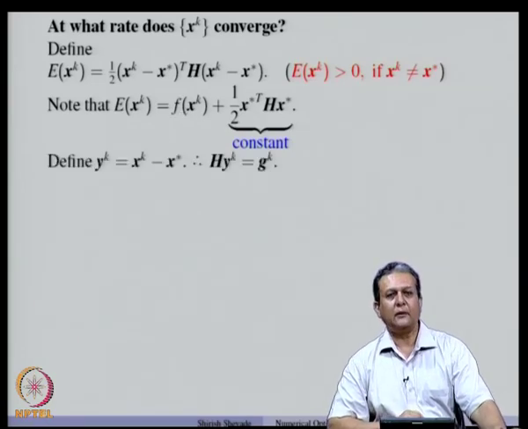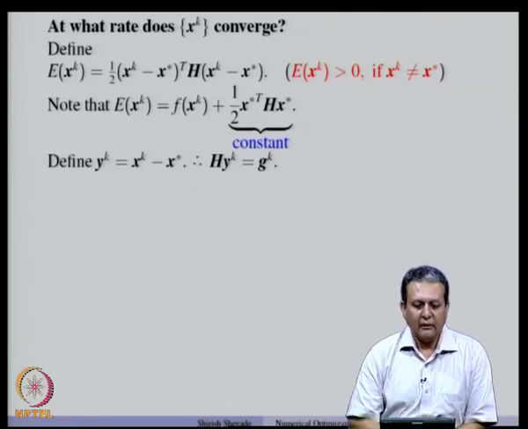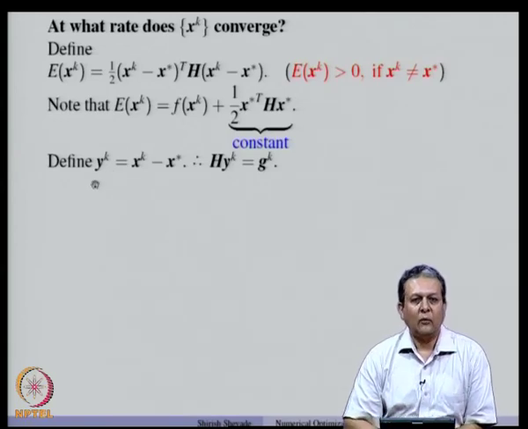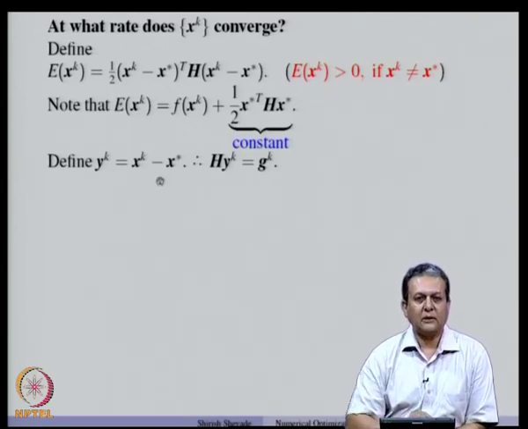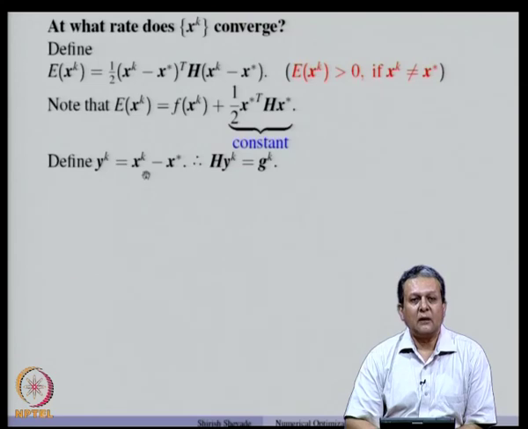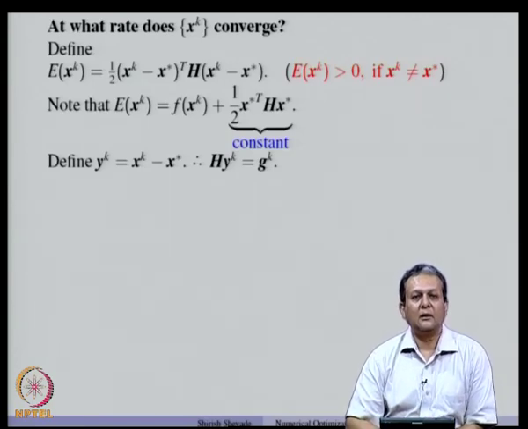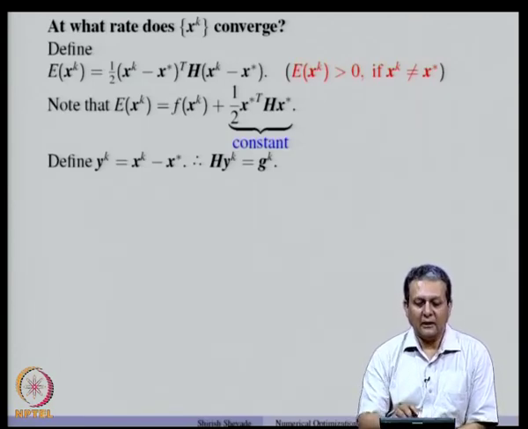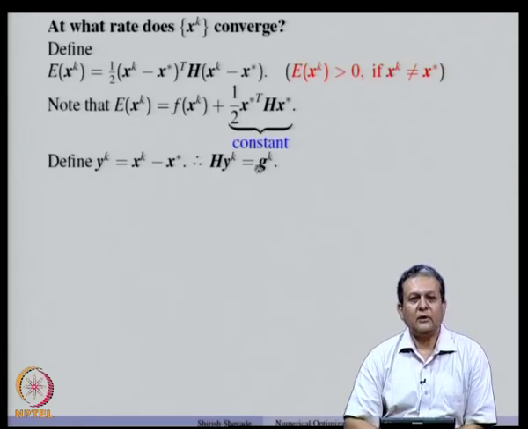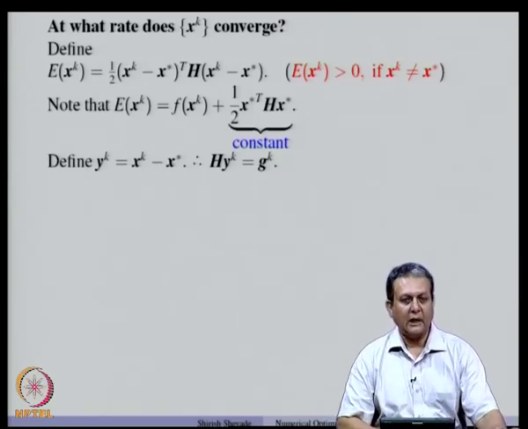Now, to study that, let us first define a variable yk to be xk minus x star, and so we can write H yk to be H xk minus H x star, and H x star is nothing but c. So, H xk minus c is nothing but the gradient of the objective function at xk, and that is nothing but gk. So, we will use this property that H yk equals gk in deriving this expression.